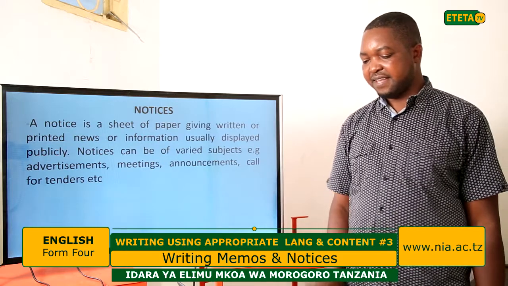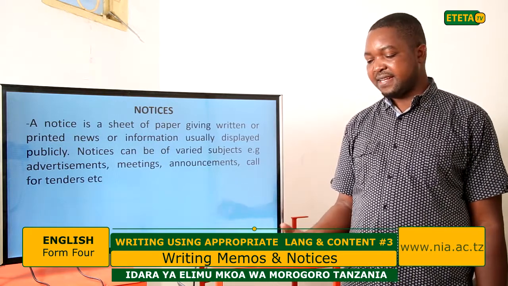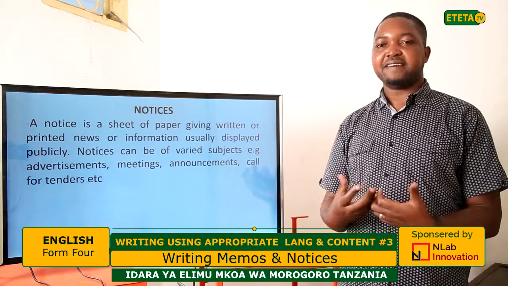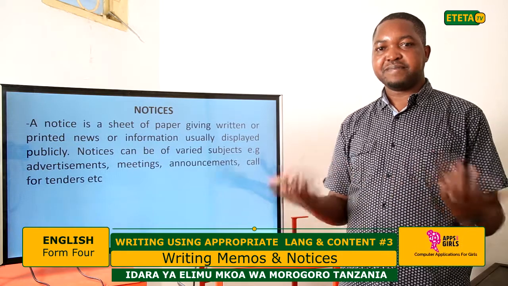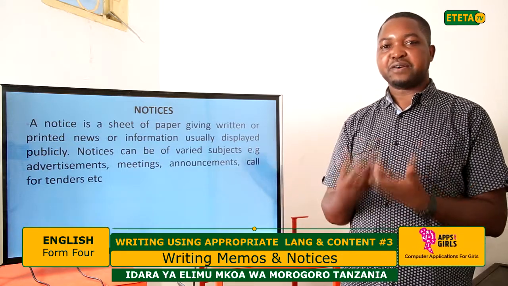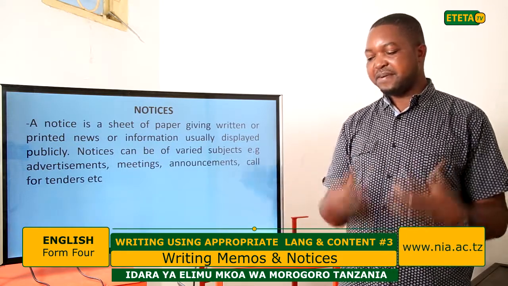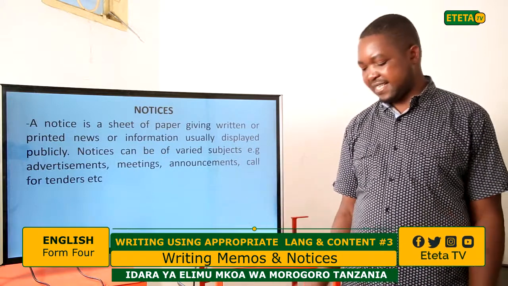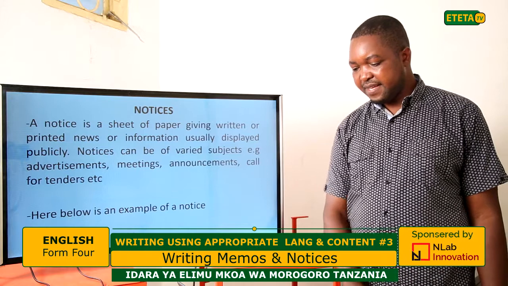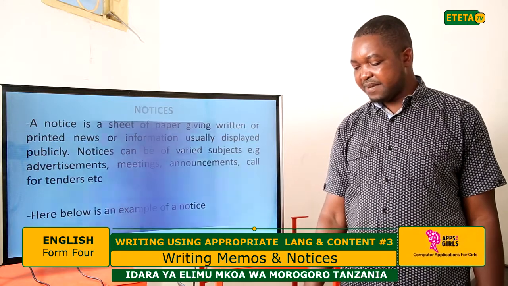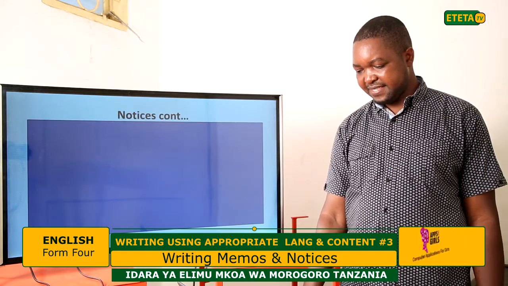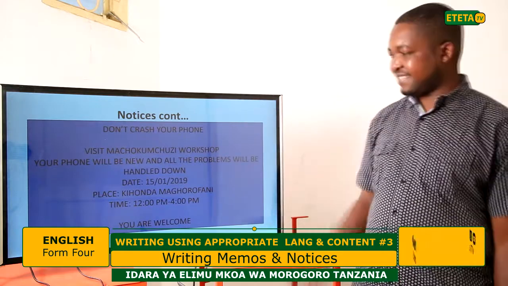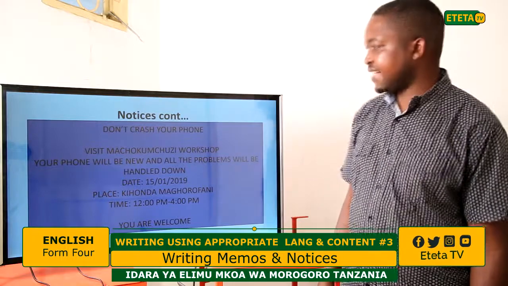So this is a sheet of paper giving written or printed news or information, usually displayed publicly. And the information which can be displayed can be, as I've said, an advertisement, advertising a certain business, or a call for the meeting, or an announcement, or a call for tender, etc., etc. Here below is an example of a notes. I think you can see it on the screen, my dear students.